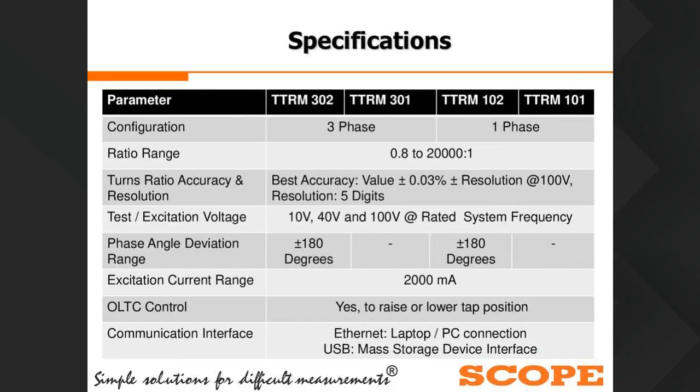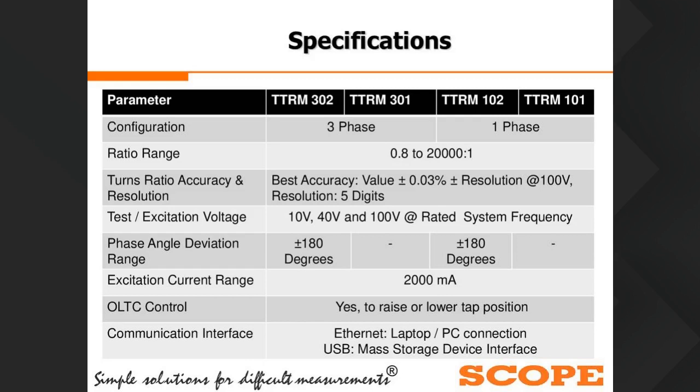So these are some major specifications of our different models, TTRM 302, 301, 102 and 101. As I said, TTRM 302 and 301 are for 3-phase transformer testing. Then TTRM 101 and 102 are for single phase testing, and the ratio range is common for all the models, that is 0.8 to 20,000 that we can measure. And the best accuracy that we are providing is 0.03% at 100 volt, with 5-digit resolution.